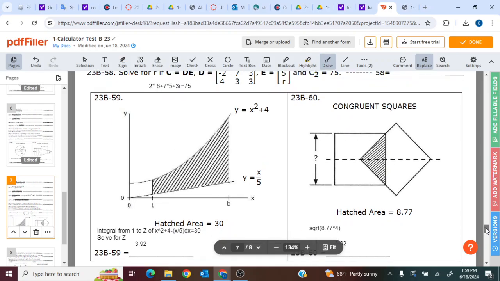59. Okay, hatched area is equal to 30. Yeah, so this is an interesting one. You have to figure out the integral from 1 to some unknown z of this function over here minus this function down here, dx, has to be equal to 30, because that represents the area under the curve. It would be the entire thing if you did not have this x over 5, but you got to subtract the area under the curve of this x minus 5 because it is not included. And if you do that, you solve for z. Make sure you put a reasonable guess so it doesn't take forever. This kind of looks like 5 to me. So I put 5, and then after a somewhat short time, it gives me a z value of 3.92.